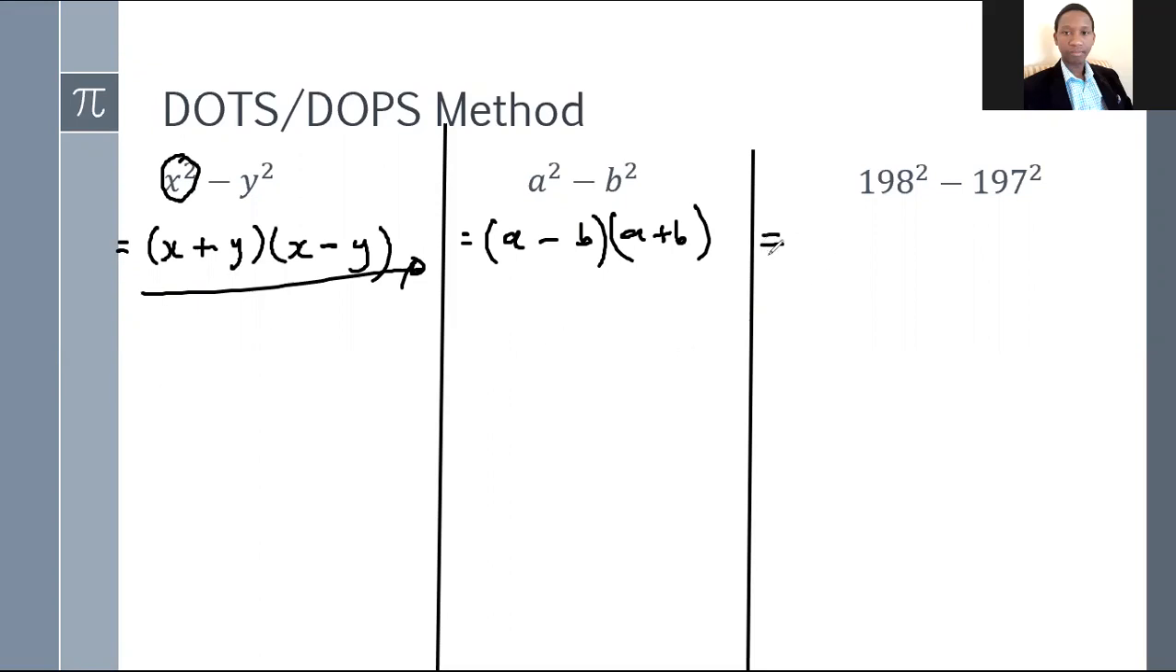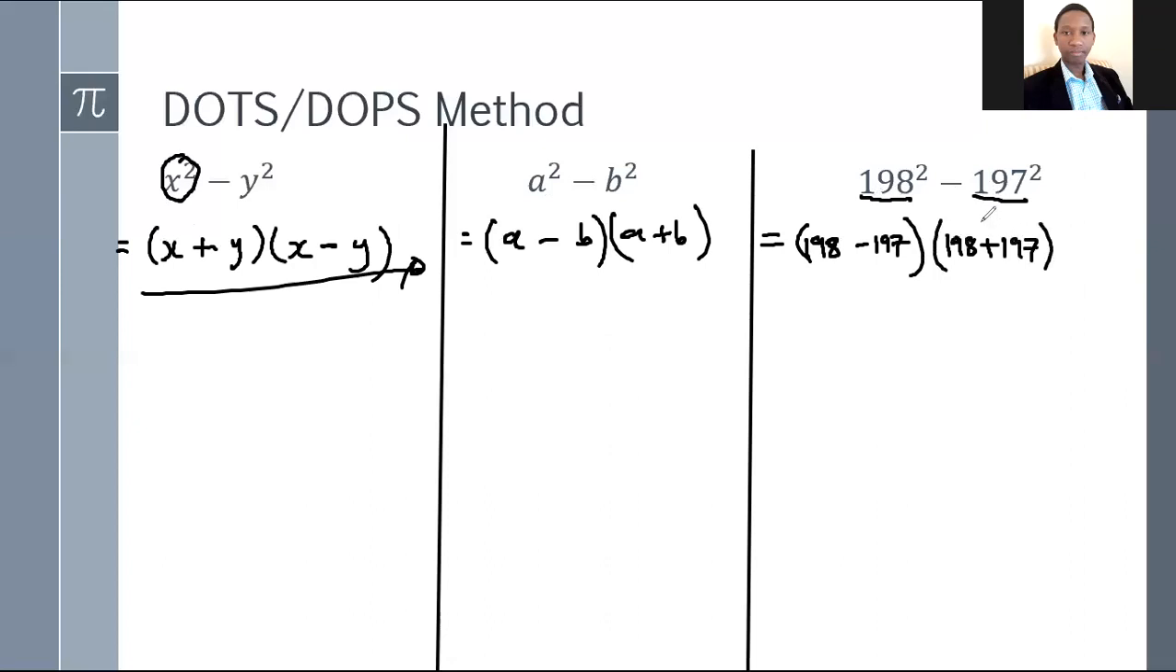Now, one of the questions that really become tricky for learners is one such as 198 squared minus 197 squared. Learners start to punch calculators and they get big numbers and everything becomes a little bit confusing. What you've got to see here is that you look at 198 as an a or x, and 197 as a b or y, as in the previous examples. And so you will see that this follows nicely. This is 198 minus 197 into 198 plus 197.